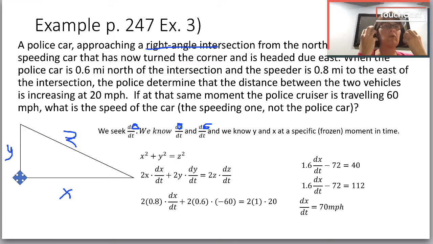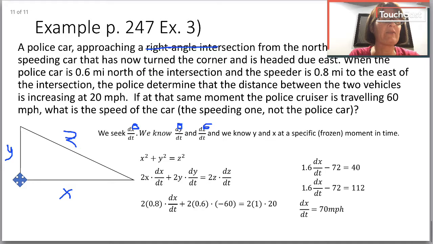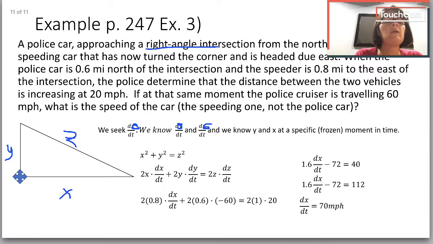How can you take a big old word problem, sort of parse through it, figure out what's going on, get a handle on the situation, make a picture, write an equation? So we did it. We wrote an equation. It turned out it was the Pythagorean theorem, so it wasn't too bad.